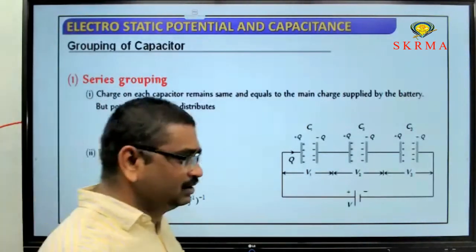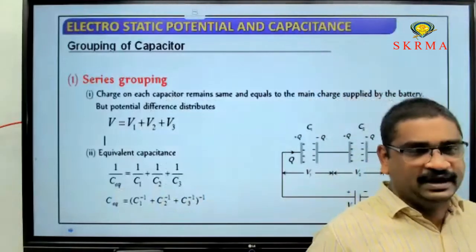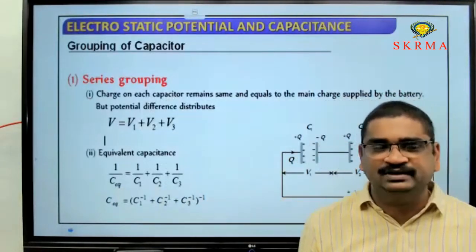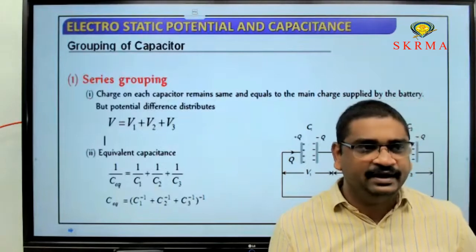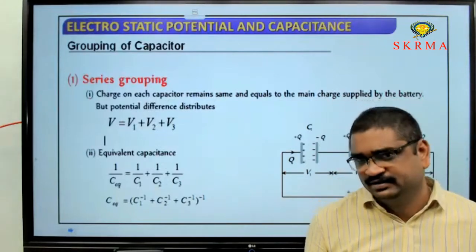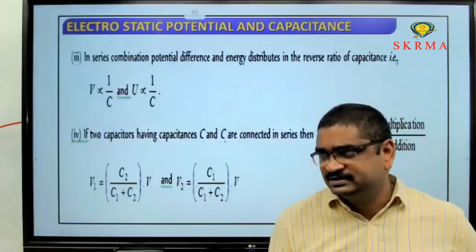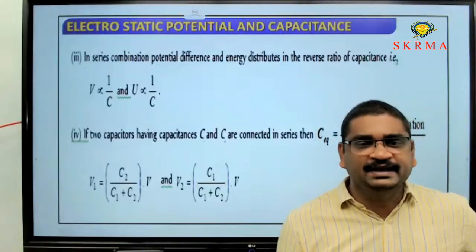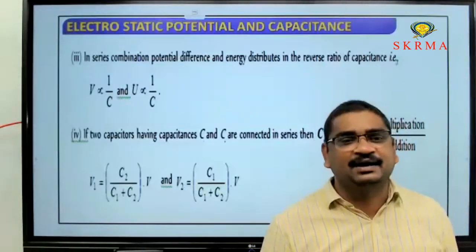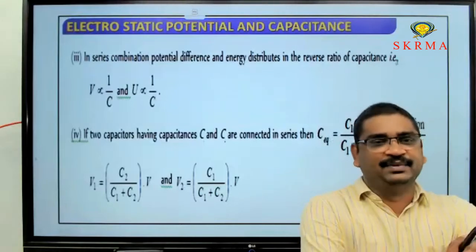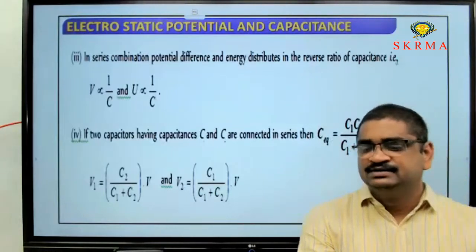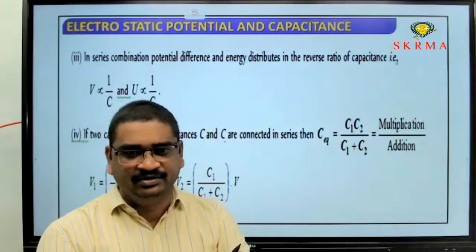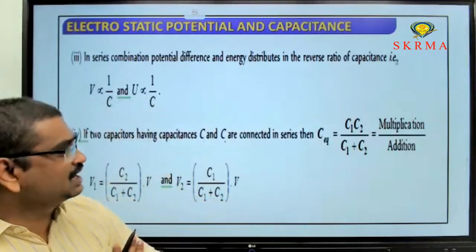Next one is grouping of capacitors. So how many different groupings of capacitors are there? Series and parallel combination. One is series, the other is parallel combination. What is meant by series combination? How are you going to connect a series combination?